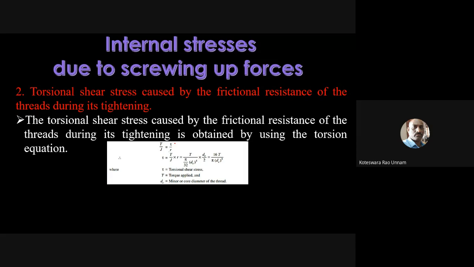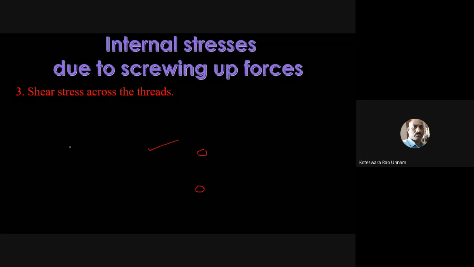So always, the bolt is not designed based on all these stresses, even though because of initial tightening there are 5 types of stresses induced in the bolted joint. They are not used to design the joint. Only the tensile stress is used to design the joint, with appropriate factor of safety.